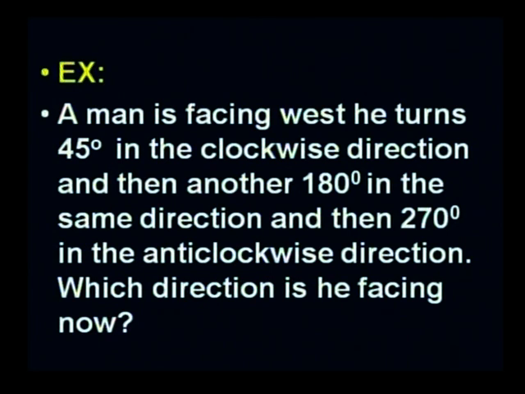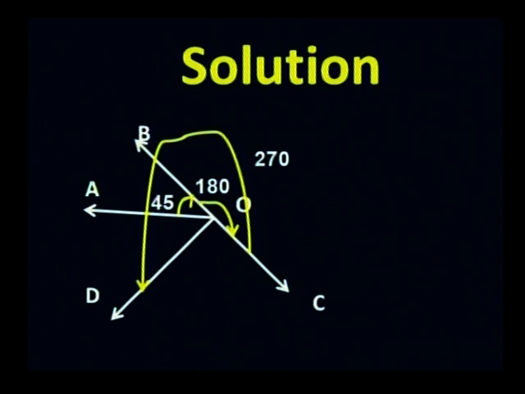Facing west, take a point O. Supposing this is the point O and he is initially facing west, that means he is in the direction of A, he is facing A.